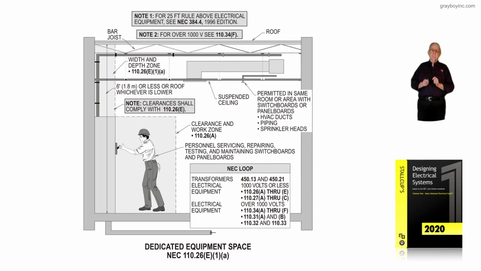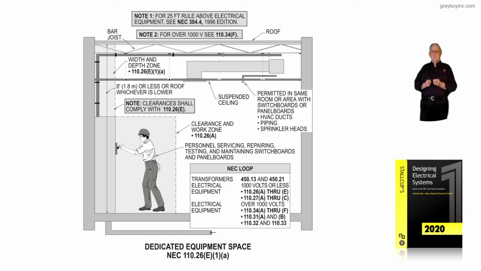Make note of this, though. If that was a 480/277 volt service, and you brought a 120/208 volt pipe and penetrated that 6 foot, a lot of your inspectors will say, no, you can't do that because that 120/208 is foreign. But you could put a transformer in that 6 foot space in accordance with the NEC loop 450.13 and 450.21 regulating that.